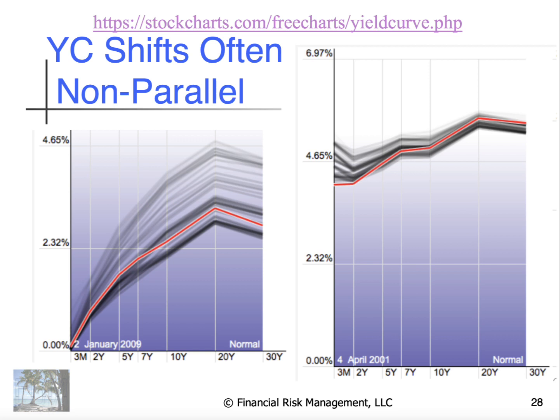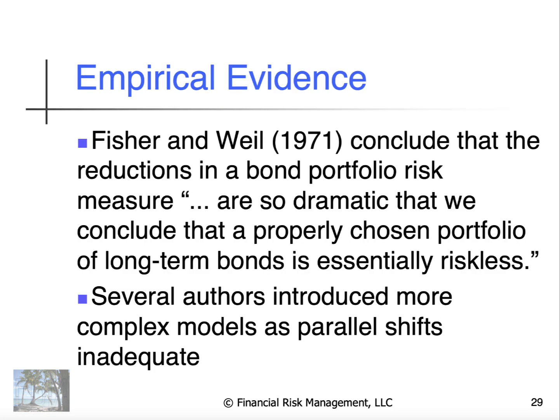And so the empirical evidence, Fisher and Weil, conclude that the reductions in bond portfolio risk measure are so dramatic that we conclude that a properly chosen portfolio of long-term bonds is essentially riskless. That was that holding period return analysis that we saw in the last video. And so several authors introduce more complex models, as parallel shifts may be an inadequate assumption.